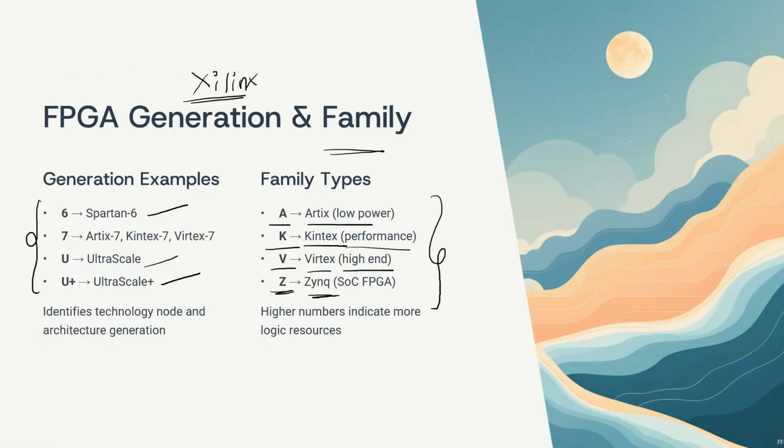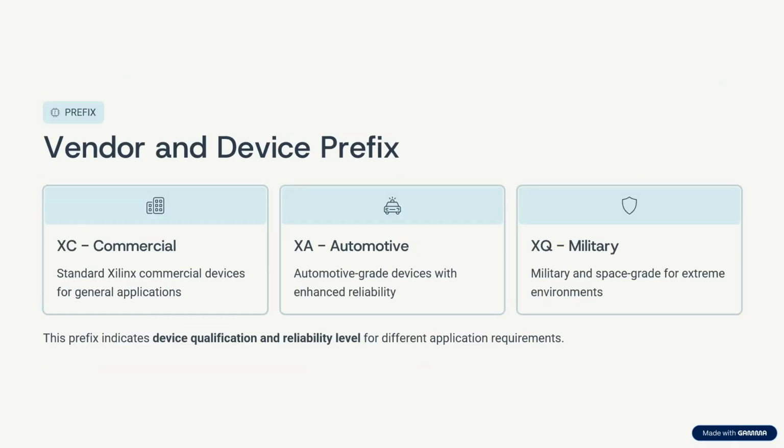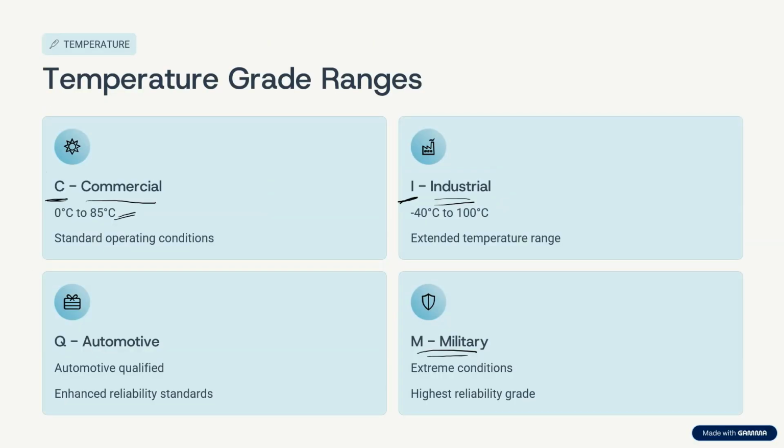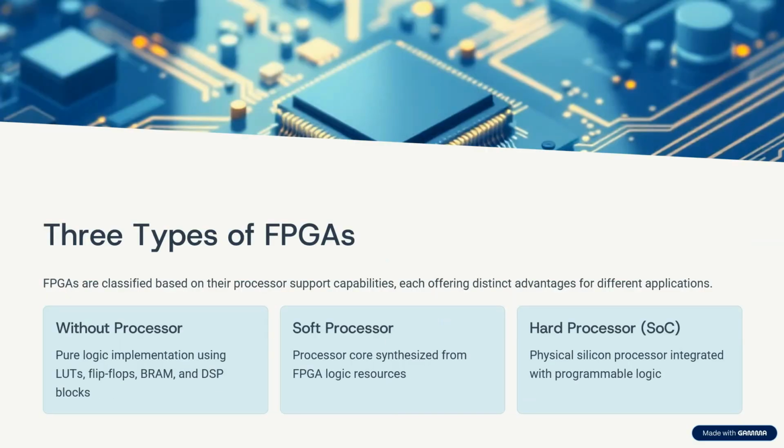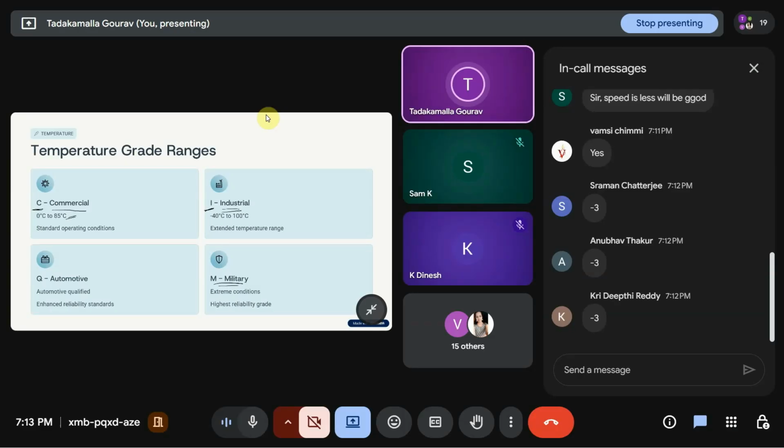So we have this C over here, which is our temperature rating. It is going to mention what temperature rating it has, whether commercial, industrial, automotive, or military. This is what your part number is basically indicating. Is it clear for everyone? Shall we move forward?